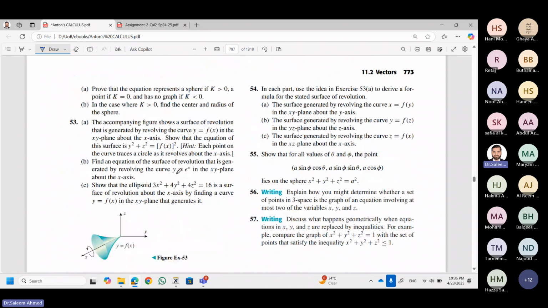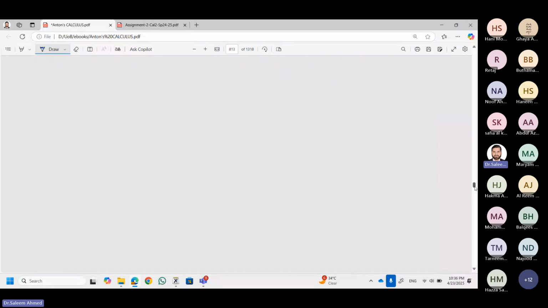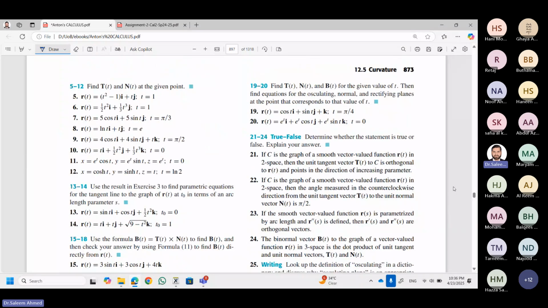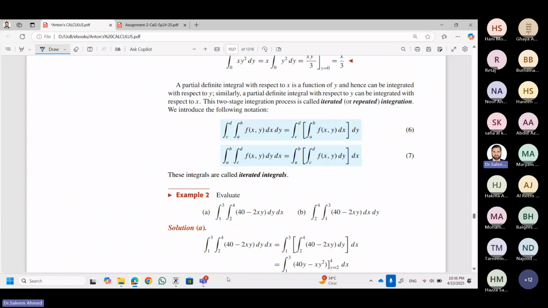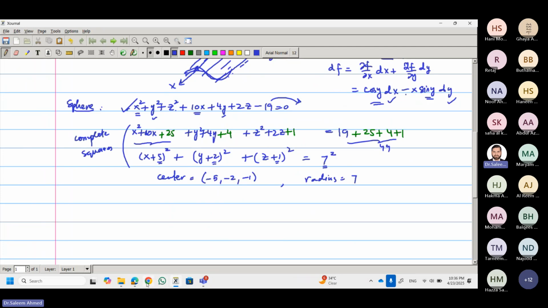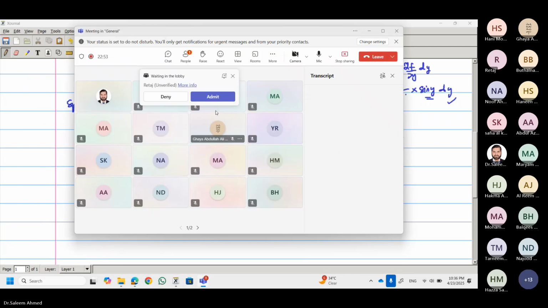I think that's pretty much it. And what I said, if I ask you something from 13.4 and 5, I will just ask you the differentials and stuff like that.